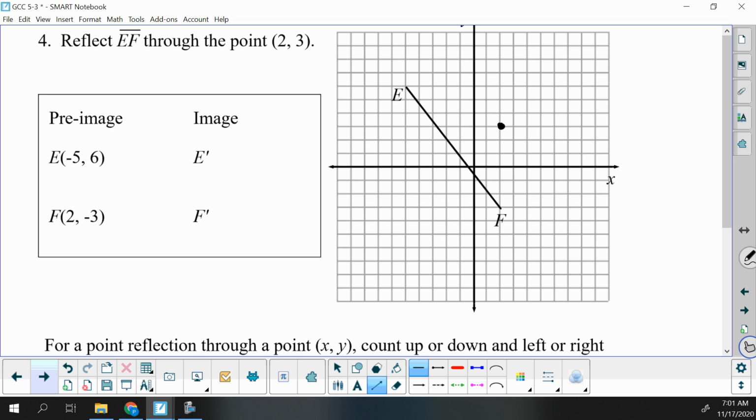So let's start with F. F, we have to go up 6 to get to our point. So you just do up 6 from our reflection point, and that'll give us F prime. For E, we go down 3 and right 7. So we'll do down 3 from our point and right 7, and this will give us E prime.